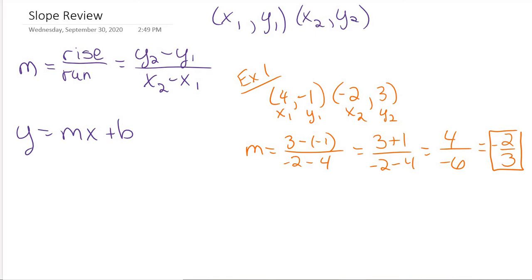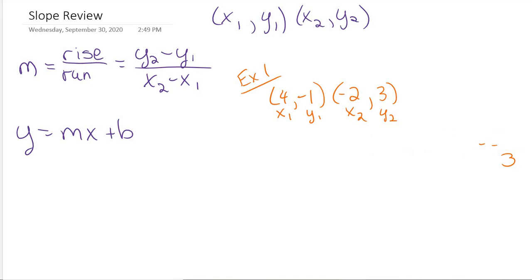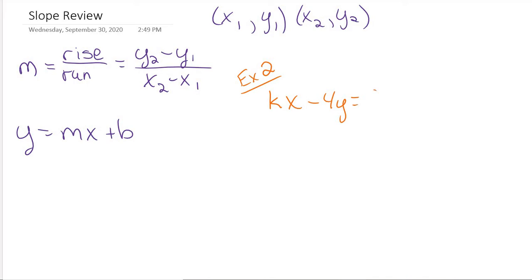Right, so that's simple, just substituting in your values, finding the slope. Now we're going to get a little more complicated, and we're going to try to find a value given some information. And remember, you can always pause the video or go back if I move too quickly. All right, example 2. We are going to start with this equation. And we also know that the slope is equal to 3. So we want to find k.